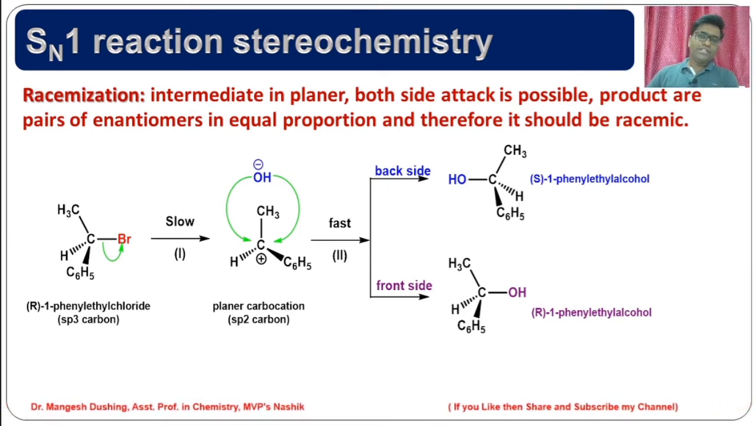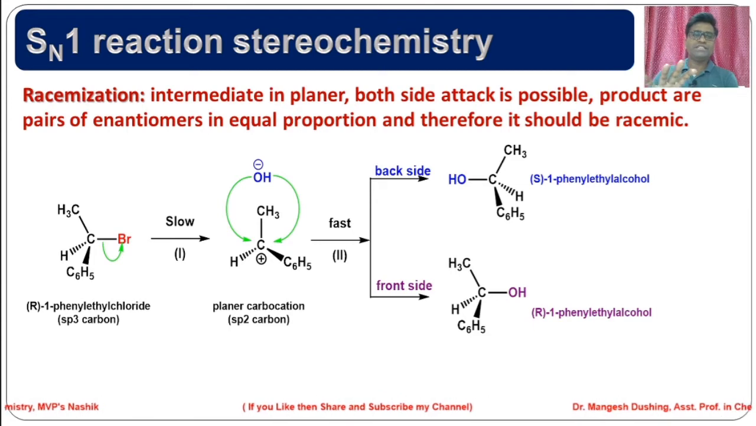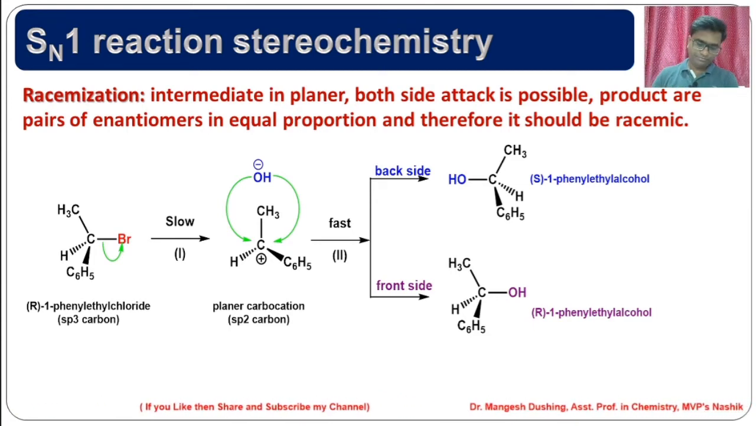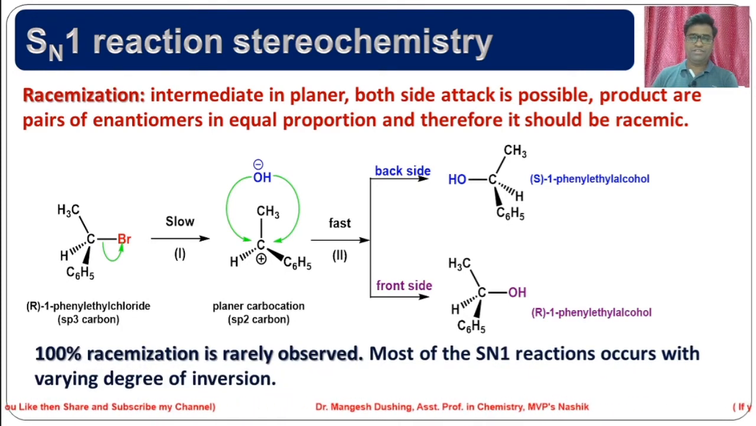That is for theoretical. So theoretically we will get a 1:1 proportion of two enantiomers, both present in the same pot. That is called racemization, and this mixture is called a racemic mixture. But friends, 100% racemization is rarely observed practically.